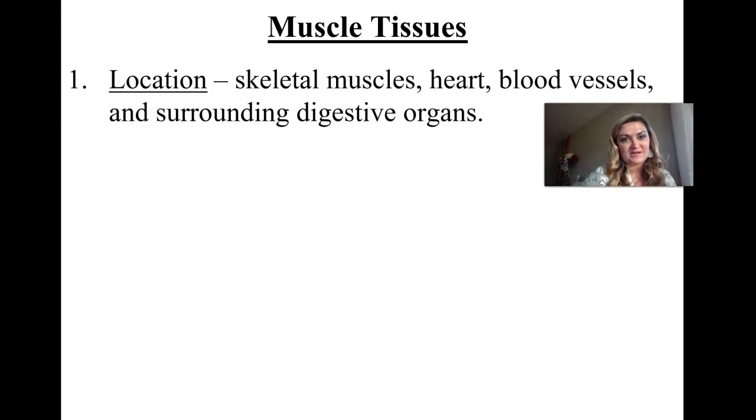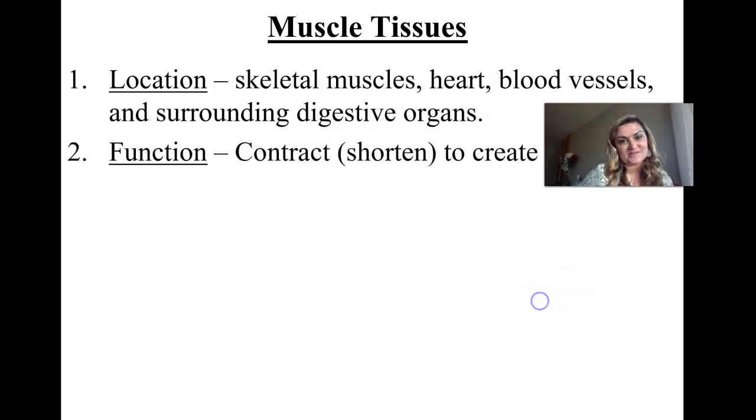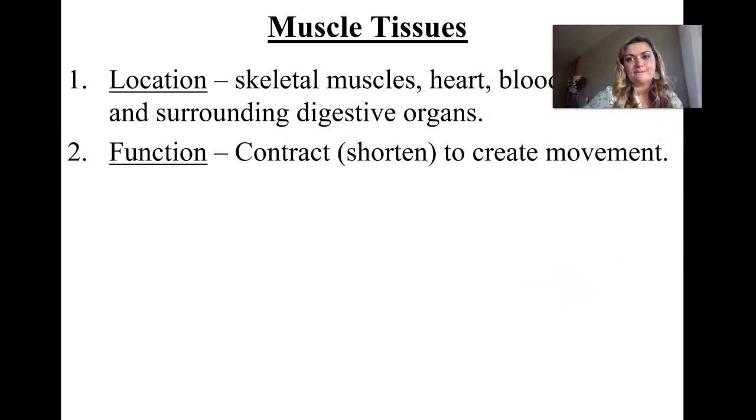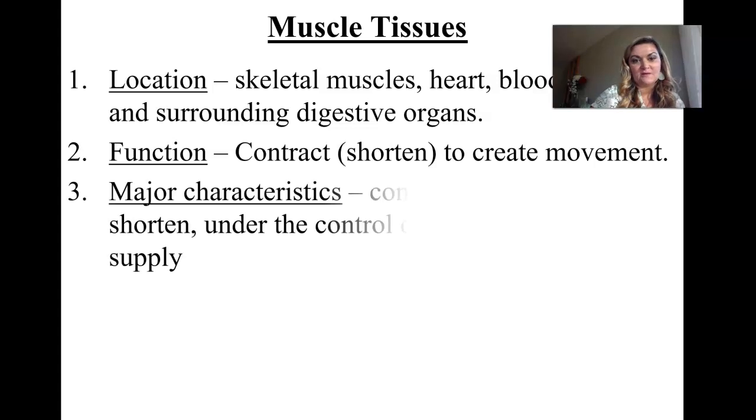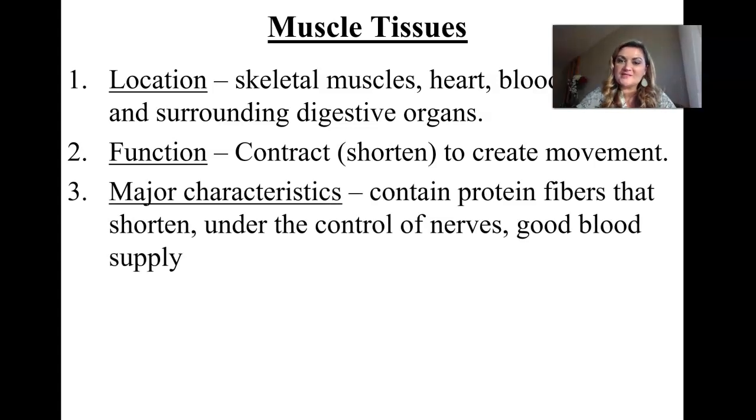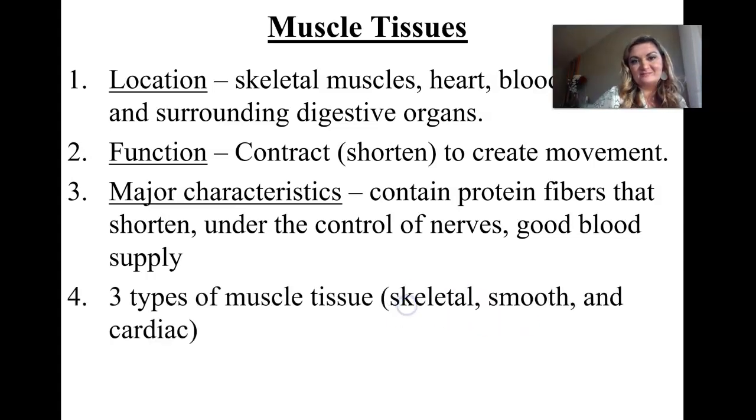Moving on to our next type of connective tissue is muscle tissue. It's going to be located in skeletal muscle, heart, blood vessels, and surrounding digestive organs. The function is to contract or shorten to create movement. Major characteristics is it's going to contain protein fibers that shorten under the control of nerves and good blood supply. We're going to go into these actual fibers of actin and myosin later on.